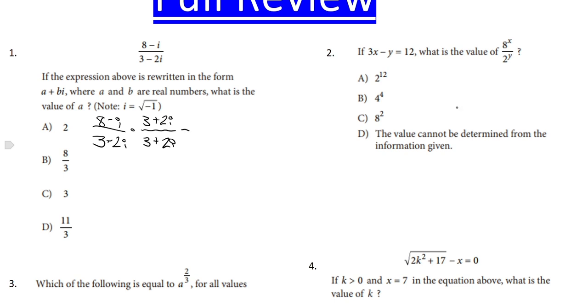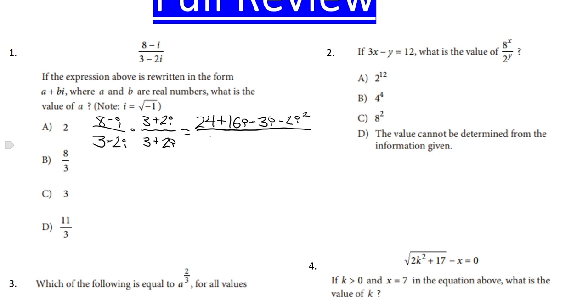For the top and the bottom, we're going to need to FOIL the two binomials together, the two complex numbers. For the top, first we're going to do 8 times 3, then 8 times 2i, then negative i times 3, and then negative i times 2i. Then we're going to divide this and we're going to FOIL the bottom as well.